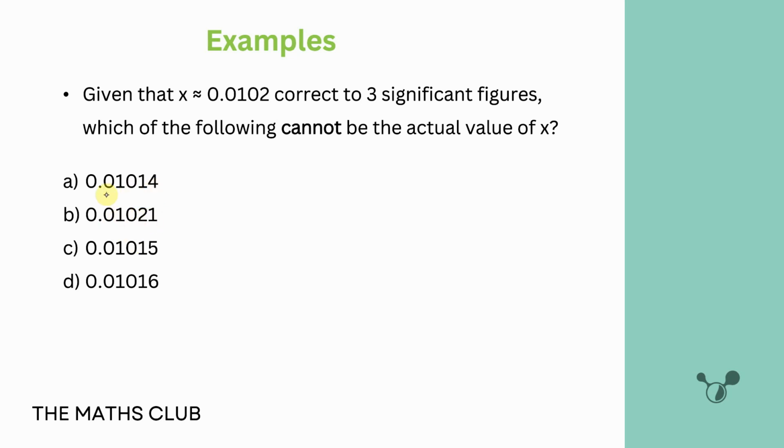So this guy here, we have 0.01014. The guy after is not up to 5, so I'm not going to be adding. So this option A cannot be the actual value of x, right? So our answer is A.